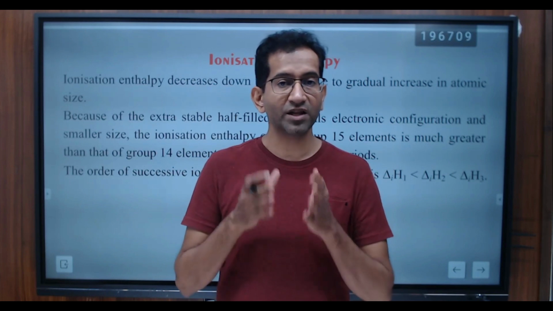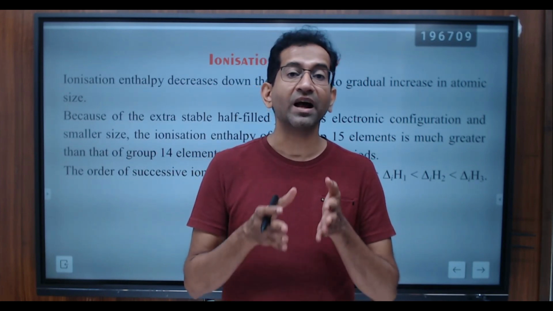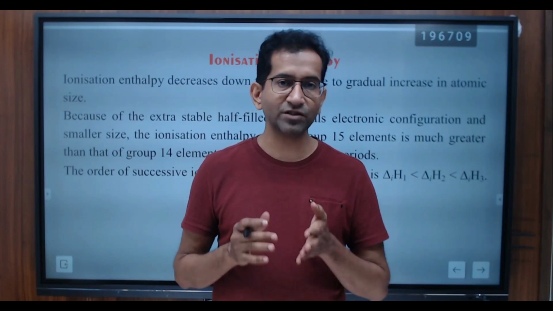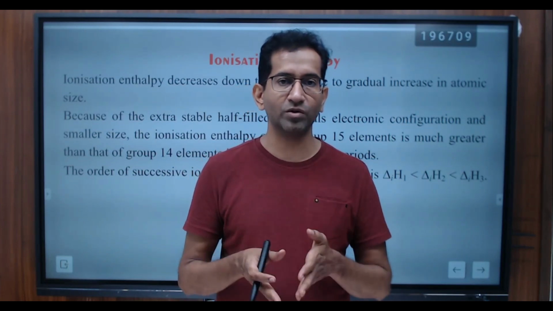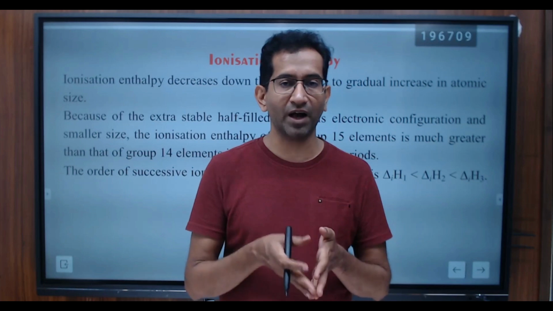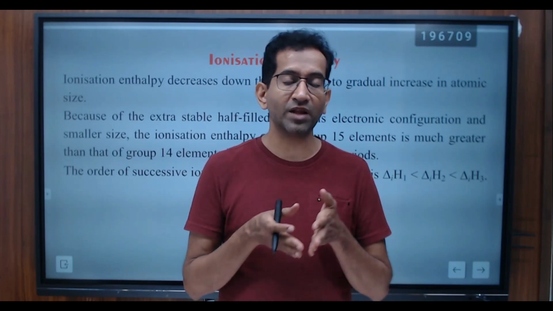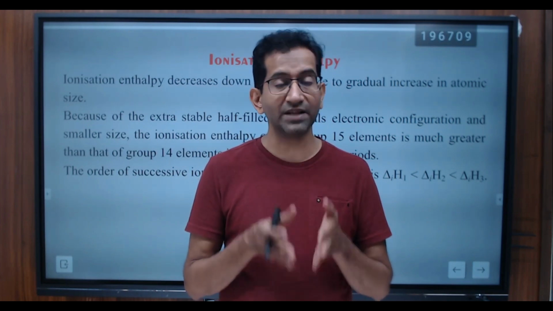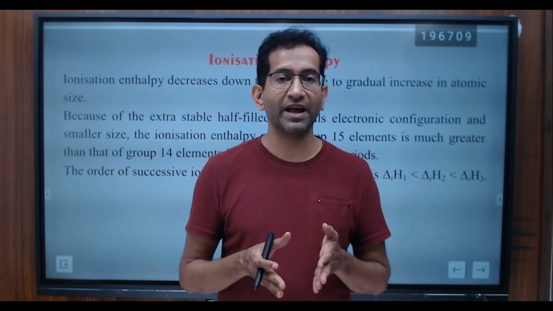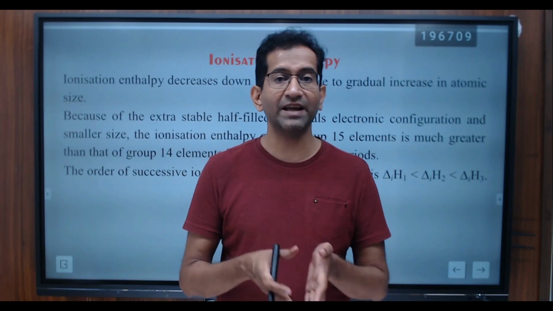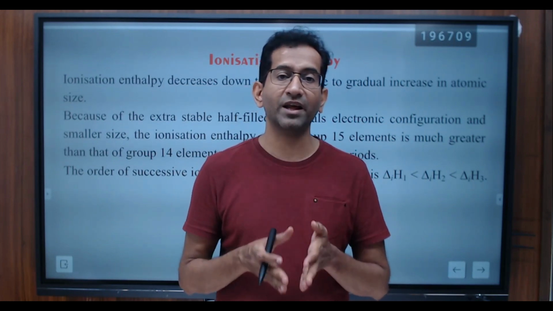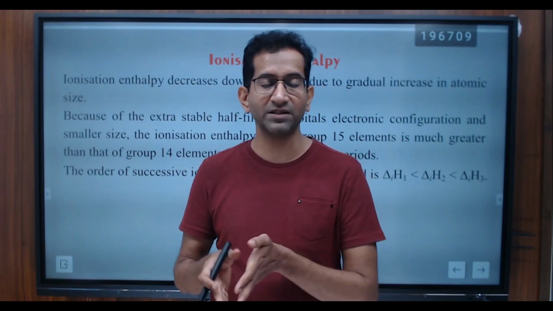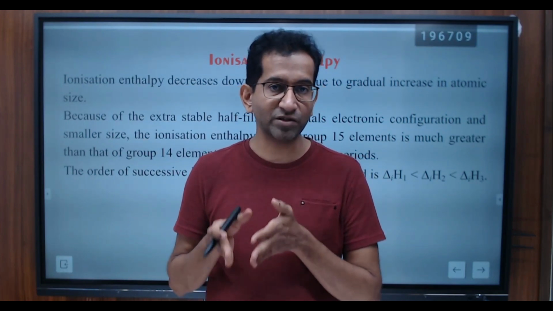Of course, all these elements are on the right hand side as compared to elements of group 14. As you compare carbon and nitrogen, nitrogen is lying on the right hand side of carbon, so its attractive force is high, so ionization energy of nitrogen is definitely high as compared to that of carbon, and for that matter ionization energy of all the elements of group 15 is higher as compared to that of elements of group 14.